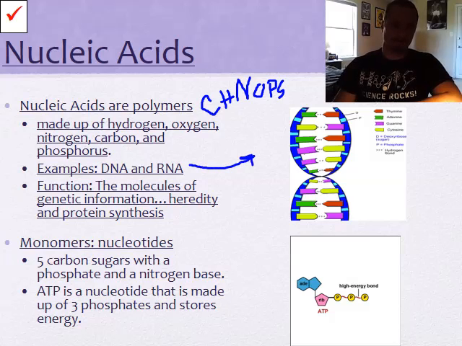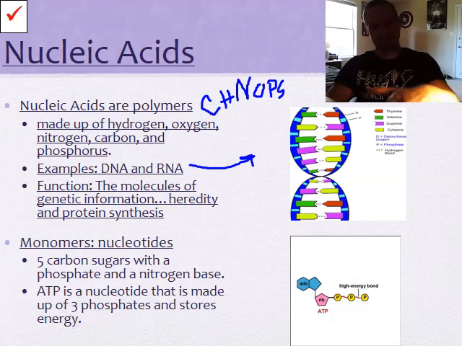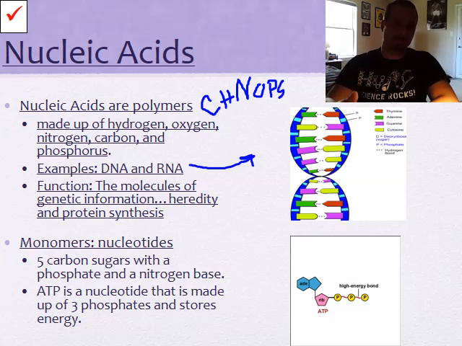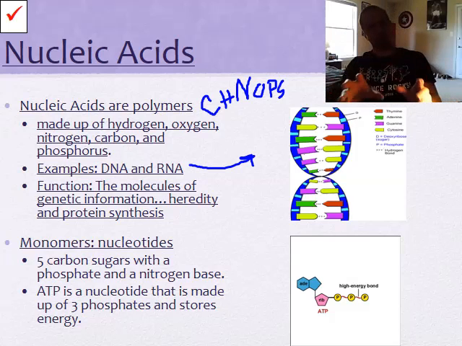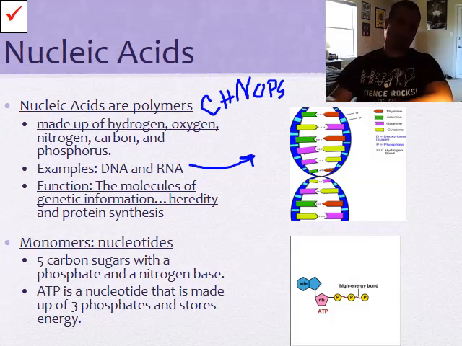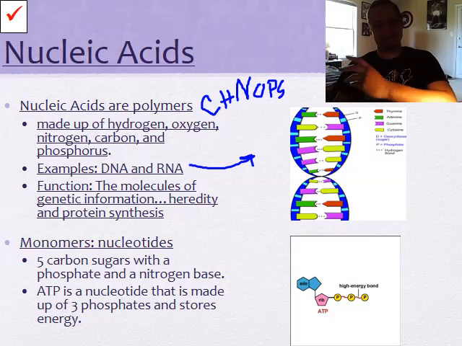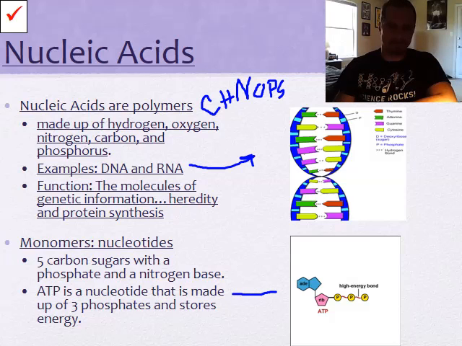So we have DNA over here. Deoxyribonucleic acid, 2 strands in a double helix. The molecular function of this is all about genetics, or genetic information, heredity, and protein synthesis. So your DNA contains the codes of what make you, you. Now the monomers are what we call nucleotides. Our nucleotides are 5 carbon sugars with a phosphate and a nitrogen base. ATP, or adenosine triphosphate, is a nucleotide that is made up of 3 phosphates and stores energy. So what we have over here is an example of ATP, or adenosine triphosphate.